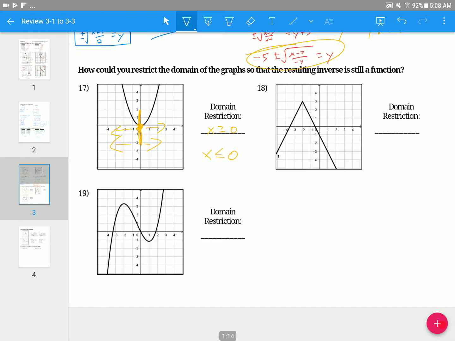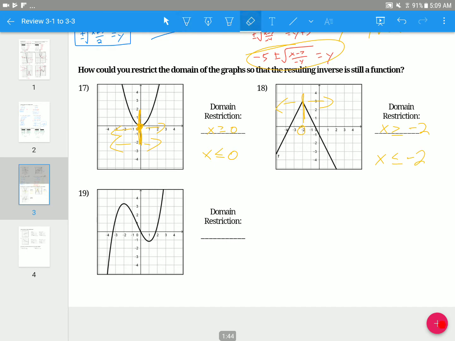Cool. Same idea for number 18. Actually, pause. See if you can do number 18 already. But if you're not so bold, let's just do it together. So again, we will break it right there at the vertex, and the vertex is at -2. So we either want the right side, which is greater, or we want the left side, which is less than. So we can restrict the domain to x is greater than or equal to -2. Or we can restrict the domain to where x is less than or equal to -2.